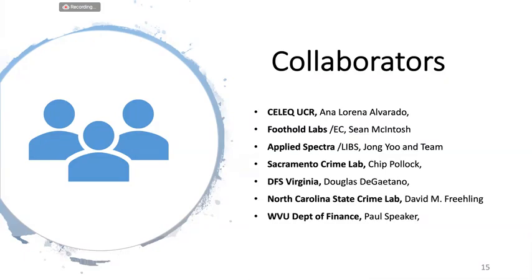And finally, I would like to thank also Paul Speaker from the West Virginia University Department of Finance, who is going to be helping us later on in the project to do some return on investment approximations to evaluate what will be the impact of incorporating the technology that we are proposing in forensic laboratories and at the crime scenes. So with that, again, I would like to thank everyone that contributed so far in the project. And we couldn't have done what we are presenting today without all your support.